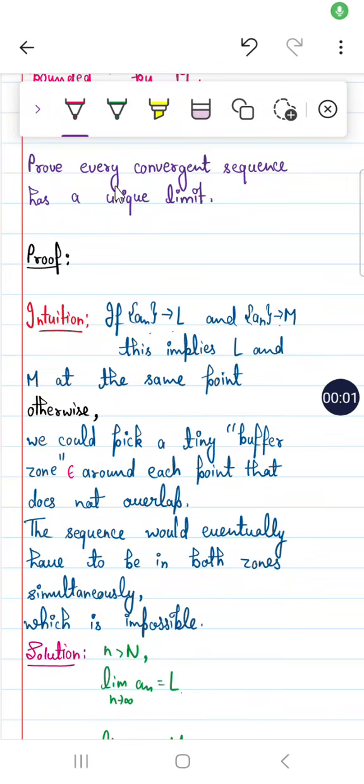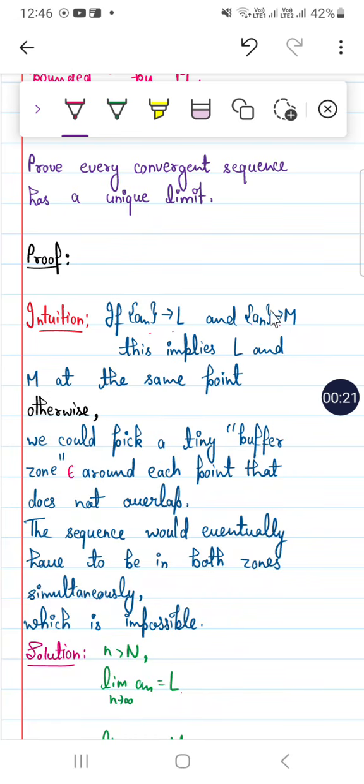Hello friends, today we will discuss that every convergent sequence has a unique limit. And now the proof of this is given by intuition. Firstly, we will take what is the intuition of this. If the convergent sequence has a unique limit, so it is 1. But we will prove it by contradiction that it has two limits.